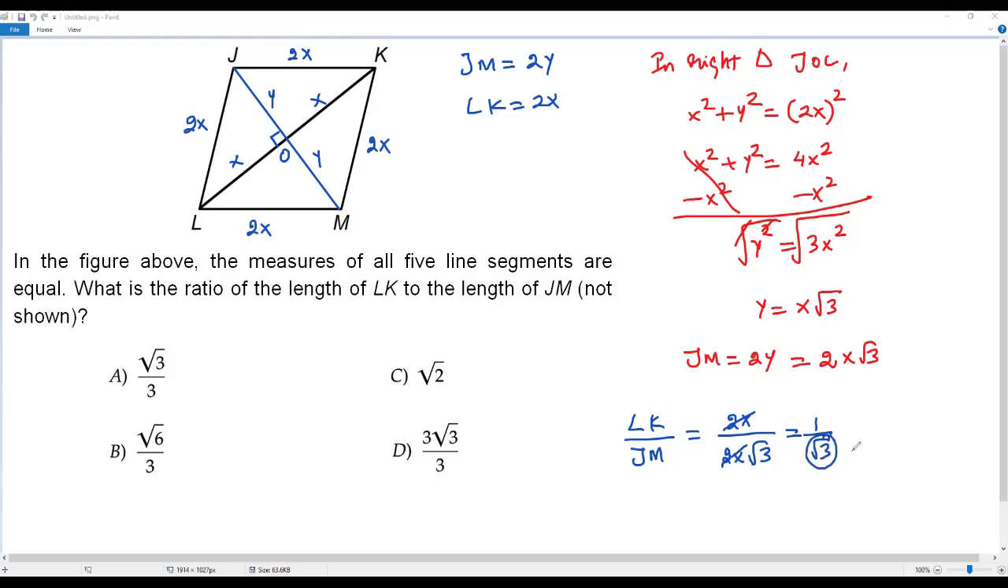So here the denominator is an irrational number. Usually when we get an irrational number in the denominator, we will rationalize it. To rationalize the denominator, I have to multiply both the numerator and denominator of this fraction by the square root of 3. So 1 times the square root of 3 is the square root of 3, and the square root of 3 times the square root of 3 will become 3. So the ratio of the length of LK to JM is the square root of 3 over 3. We find the square root of 3 over 3 in option A. So the correct answer choice for this question is option A.